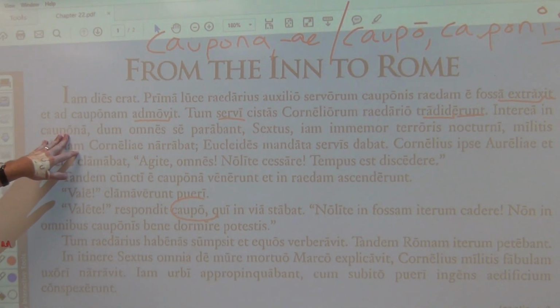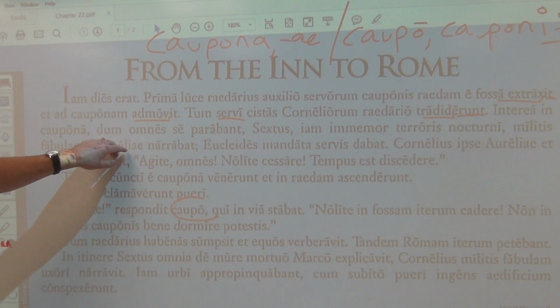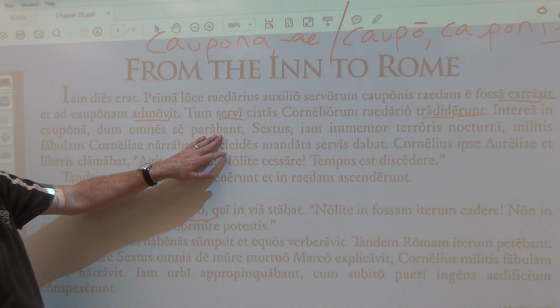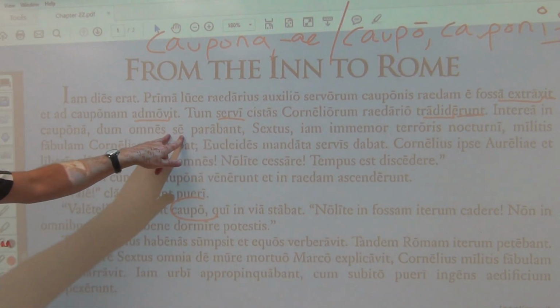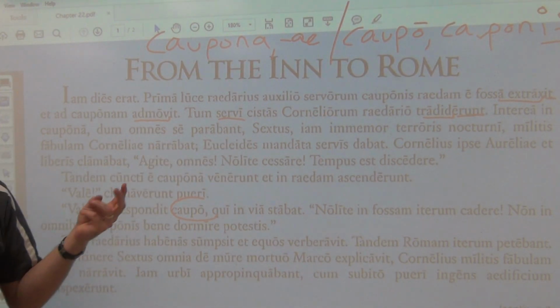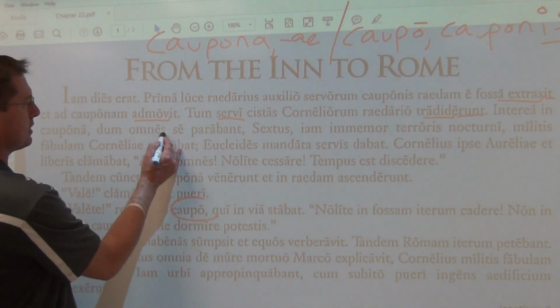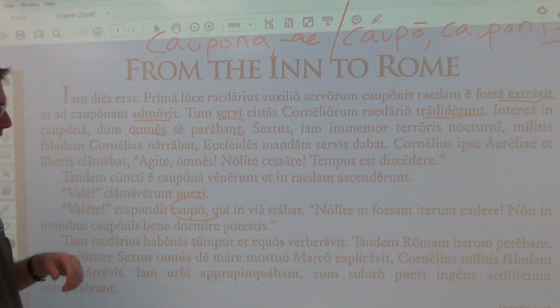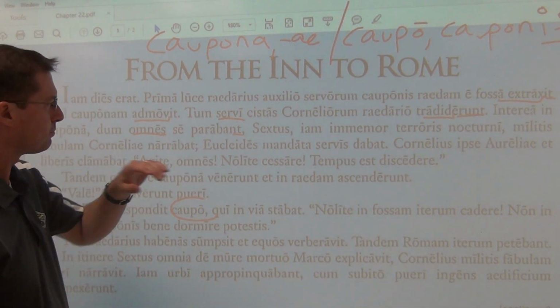Nevertheless, so, in the inn, meanwhile, dum omnes se parabant, while all were preparing. Ba, remember, is imperfect, so prepared, were preparing themselves. Se could be himself, herself, itself, or themselves. How are you going to know which one? You look at your subject, and since it is they all, obviously, it's they all were preparing themselves. If your subject was Marcus, Marcus prepares himself, but se would be, of course, still just simply the word se.